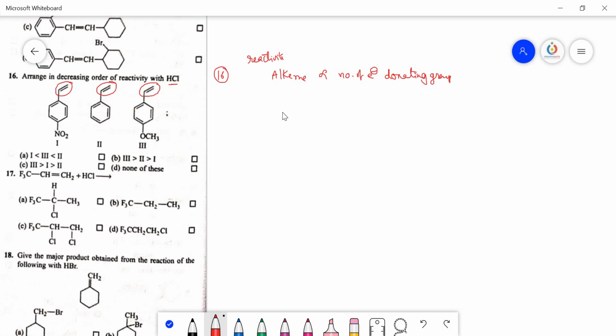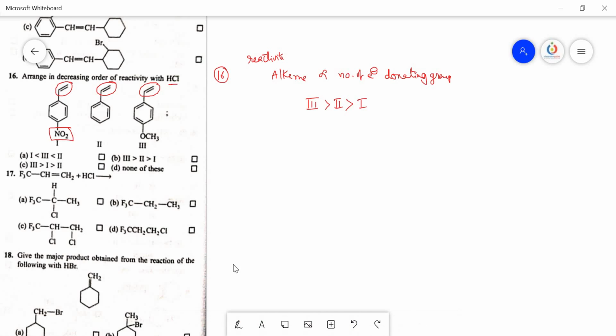So here electron donating group is there, so that third compound is more reactive than the second compound, which is more reactive than the first compound where electron withdrawing group is there. If electron withdrawing group is there, it will withdraw the pi electrons towards its side, so that these pi electrons will not be available for the addition reactions. So that is the reason why alkenes are more reactive towards the addition reactions when there are more electron releasing groups. Okay, so option B is correct for this.